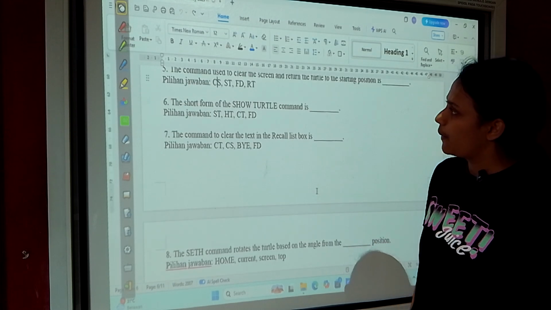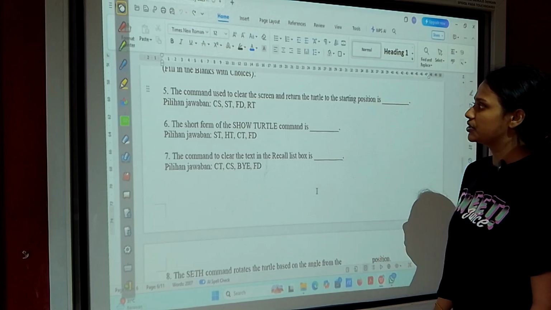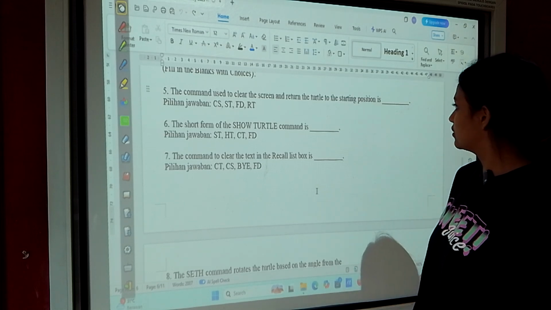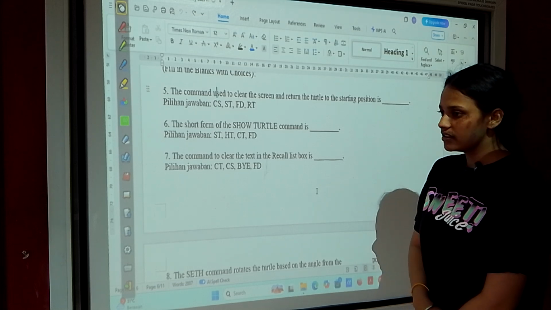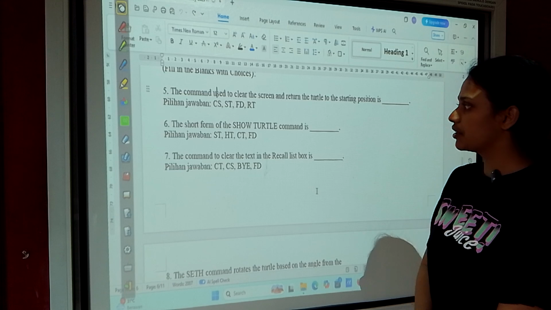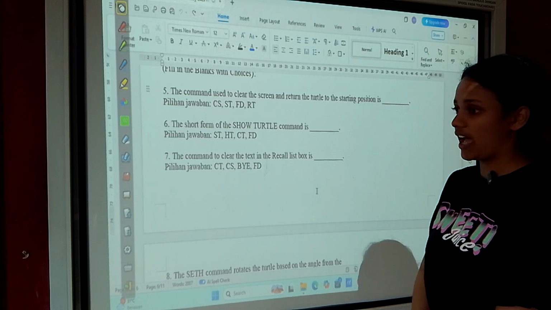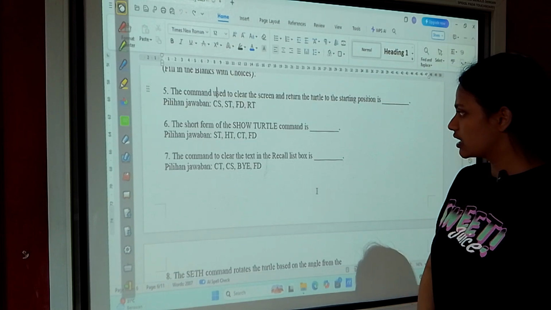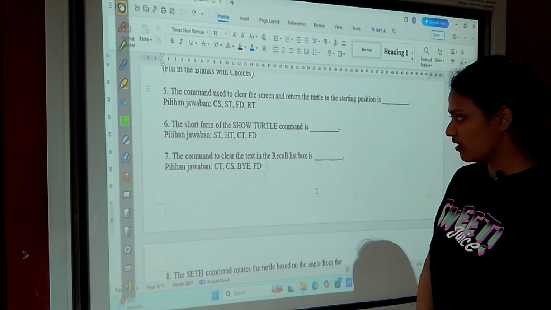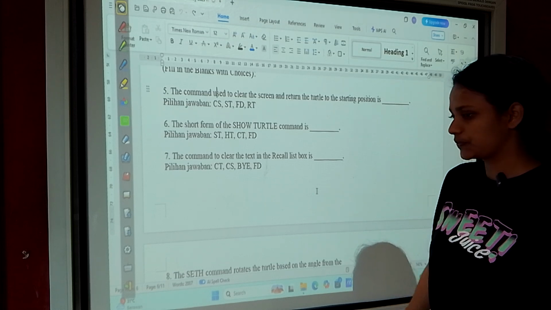Number 5. The command used to clear the screen and return the turtle to its starting position is CS. And then the short form of the show turtle command is ST. The command to clear the text in the recall list is called CT. CT, clear text.